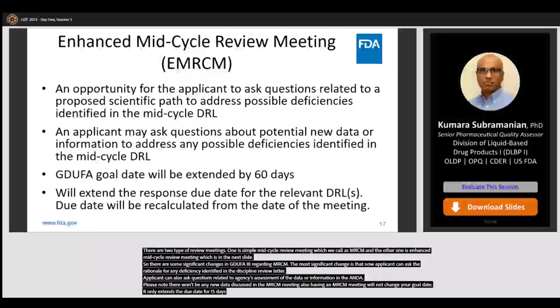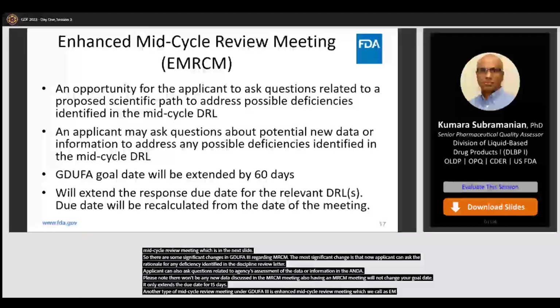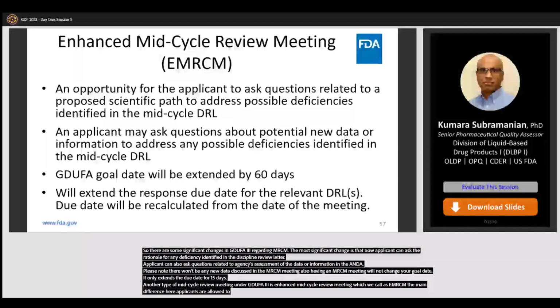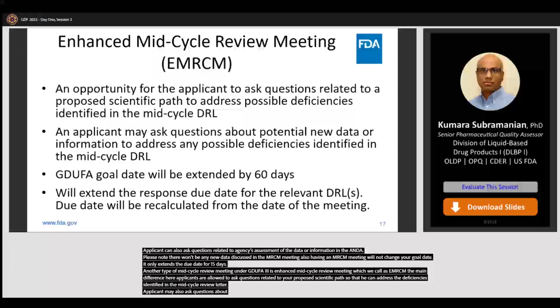Another type of mid-cycle review meeting under GDUFA III is enhanced mid-cycle review meeting, which we call as EMRCM. The main difference here, applicants are allowed to ask questions related to a proposed scientific path so that they can address the deficiencies identified in the mid-cycle review letter.